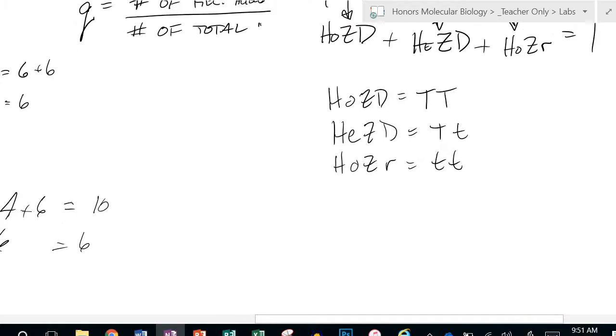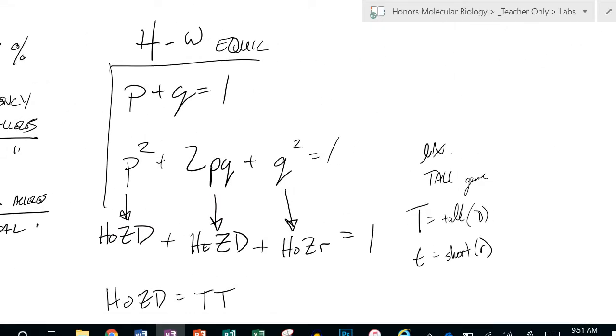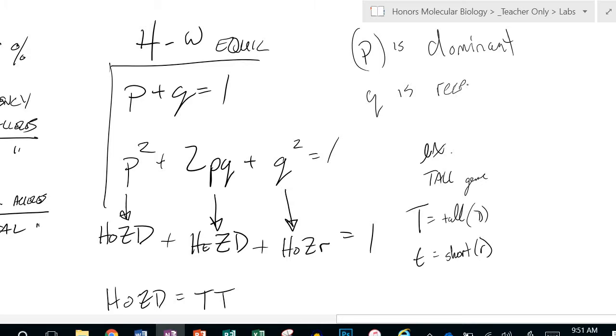All right, so let's go back over here. I created some notes on the general Hardy-Weinberg equilibrium. Again, there are two parts to this. P plus Q equals 1, okay? And again, remembering that P is the dominant allele, Q is recessive.